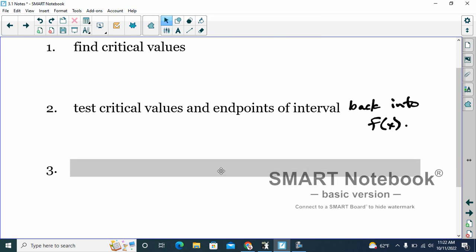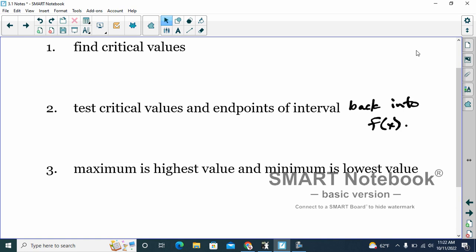And then step 3, we need to identify the absolute maximum and the absolute minimum. The maximum's just the biggest of those y values, and the minimum is the lowest of those y values.